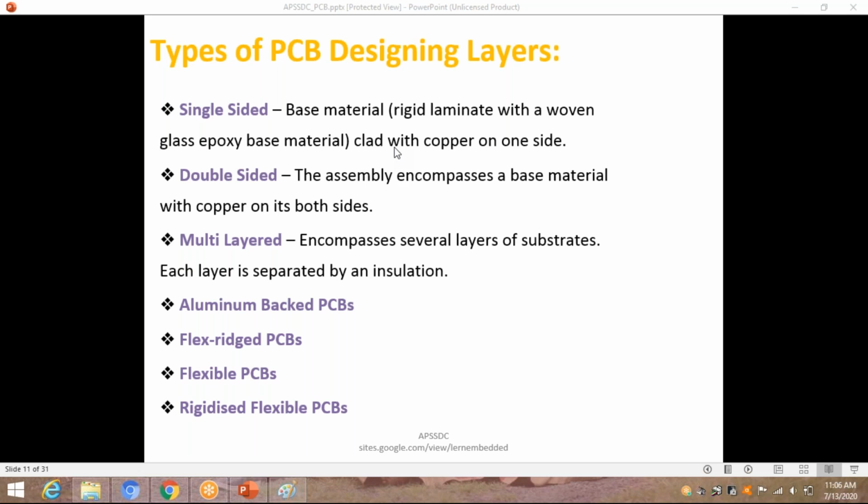Can anyone tell me how many layers our mobile motherboard has? I think 3. No, I think 7, sir. That's not the right answer. 2 layers, multi-layered.